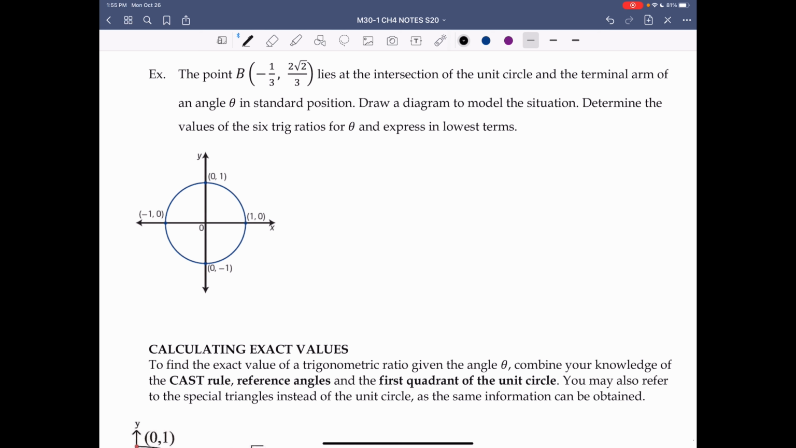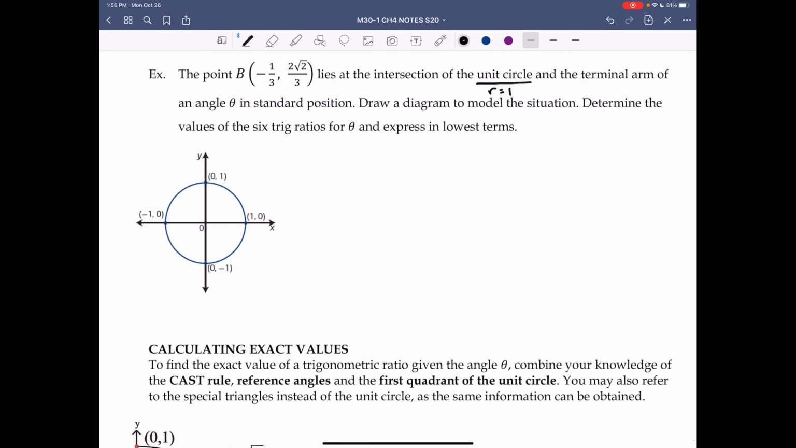The point B, (negative 1 over 3, 2 root 2 over 3), lies at the intersection of the unit circle and the terminal arm of an angle theta in standard position. We know it's on the unit circle, so radius equals 1. Draw a diagram to model the situation. Determine the values of the 6 trig ratios for theta and express in lowest terms.